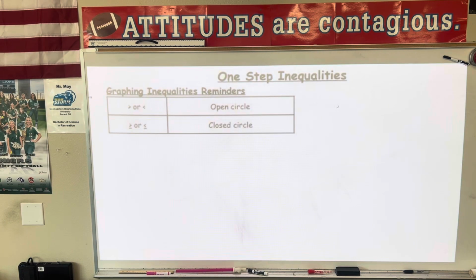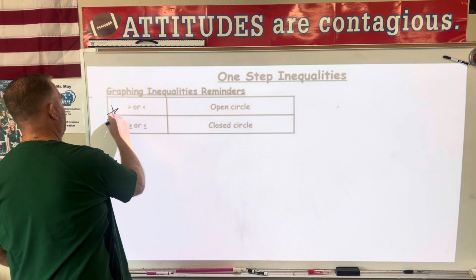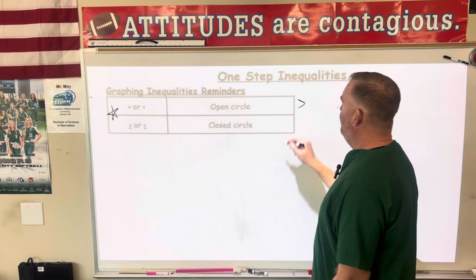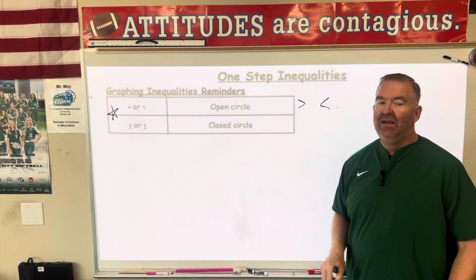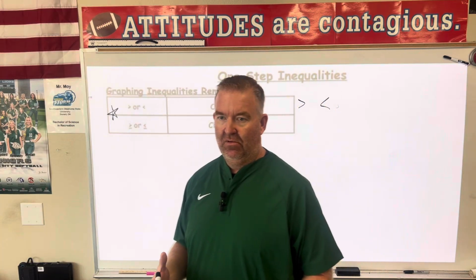This is a big part of it. Put a star next to this. Open circle, closed circle. Let me make it a little bit bigger for you guys. If you have greater than or less than, it is an open circle. Does anybody know why it's an open circle?